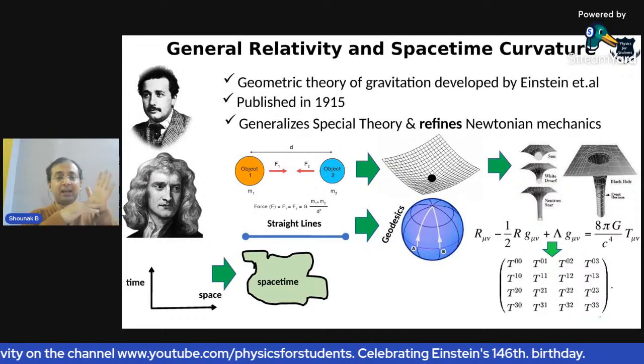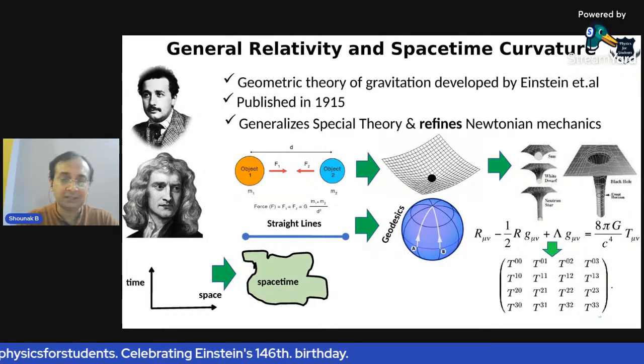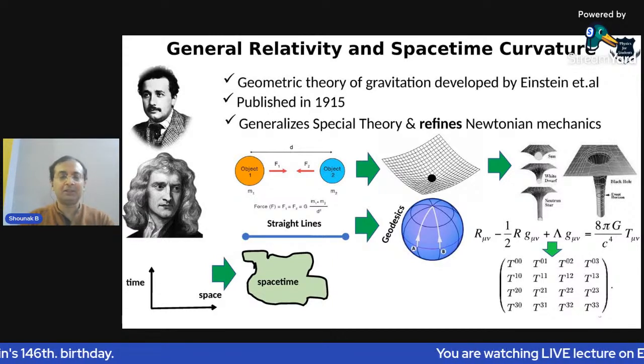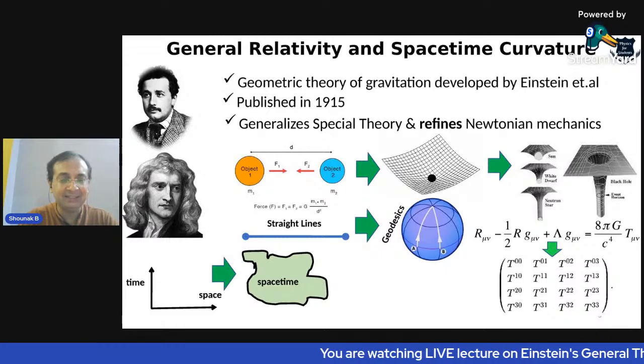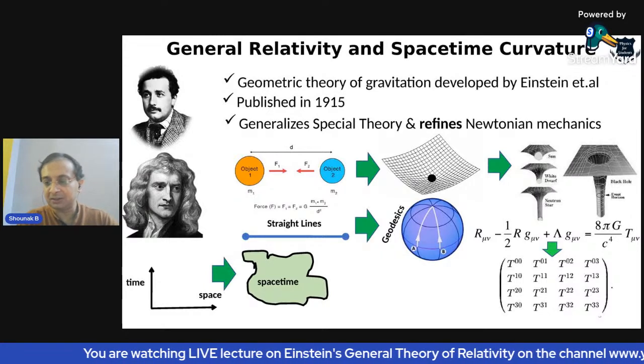And space and time, which were thought to be two different axes or two different coordinates, were unified as a space-time continuum, a single entity, by Albert Einstein. And this led to a lot of tensors.